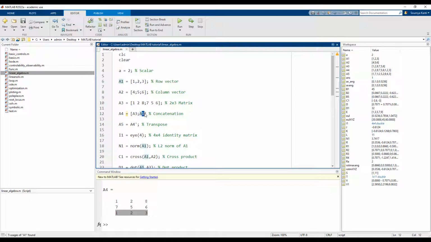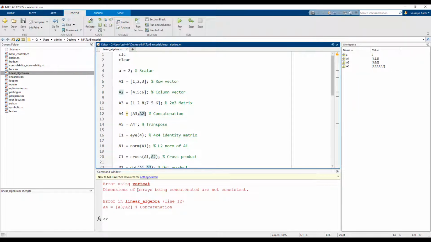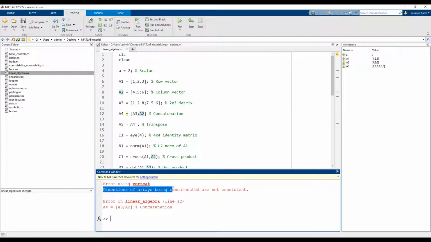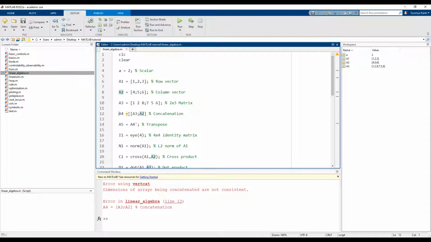If I change it to A2 and now run it, you can see that it shows an error, and it shows what the error is: the dimensions of arrays being concatenated are not consistent. It also shows which line has the error, line 12. If I click it, it goes to line 12, and you can see what mistake you made. So it is very helpful. MATLAB also provides you help when you have an error.